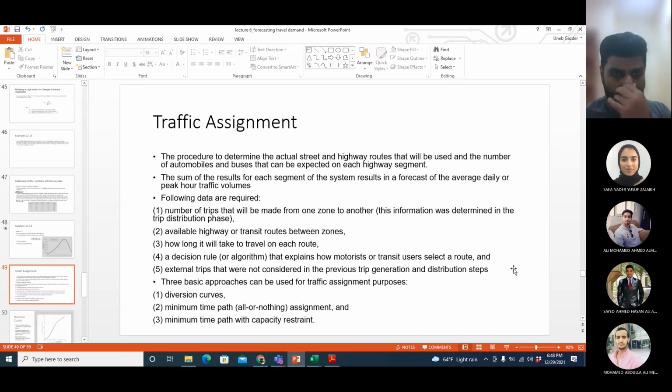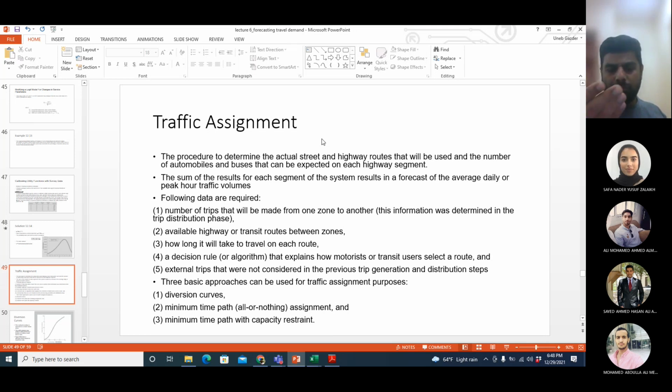Then the last step of the travel demand forecasting model is traffic assignment. In traffic assignment, you are trying to calculate the number of trips for each street and each highway. If you take the summation of the traffic assignment stage, then you will have the total number of trips on the entire network, or the average daily traffic on the entire network.